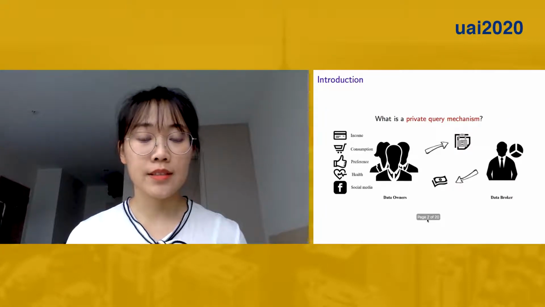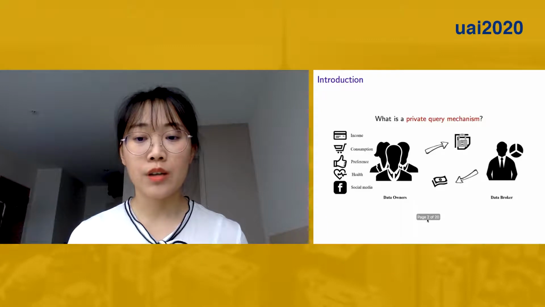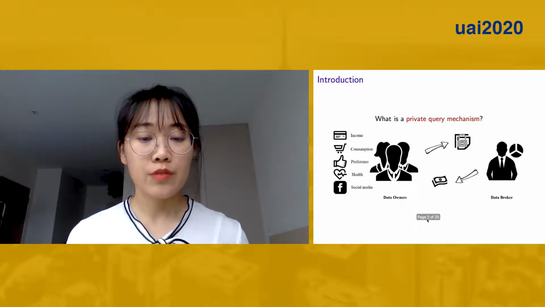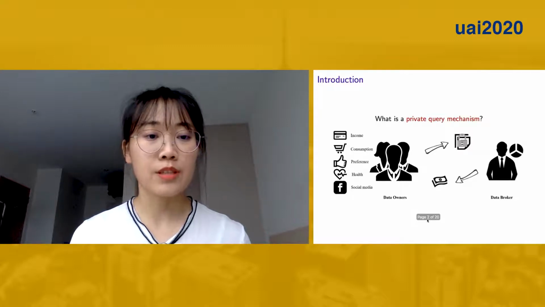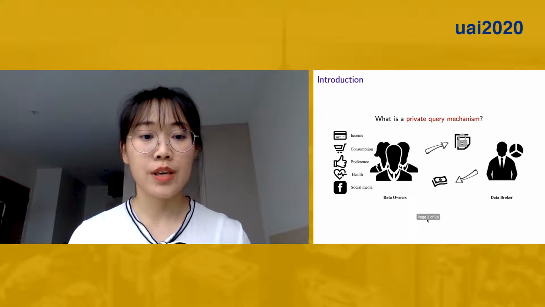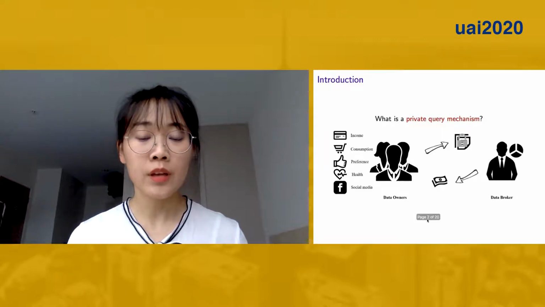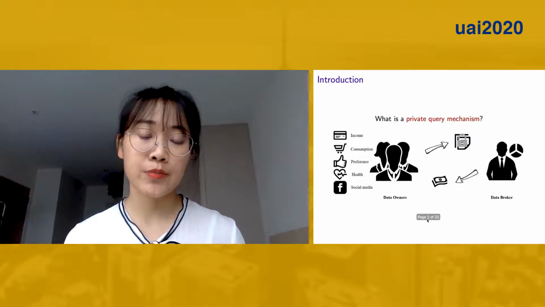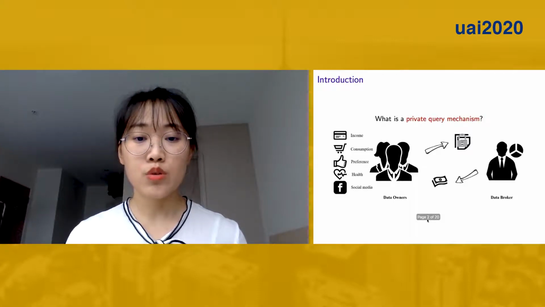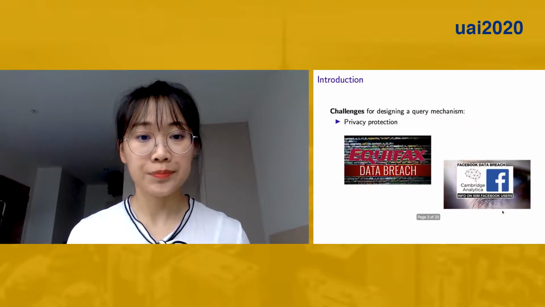Firstly, let's consider this situation. A person, which we call a data broker, would like to learn some aggregate information of a population. To get the information, he queries on a set of privately held data records, such as income records, consumption records, and preferences data, and produces some aggregate statistics. At the same time, the data broker needs to provide some monetary compensation to the data owners. So, a private query mechanism conducts queries on privately held data and compensates data owners accordingly.